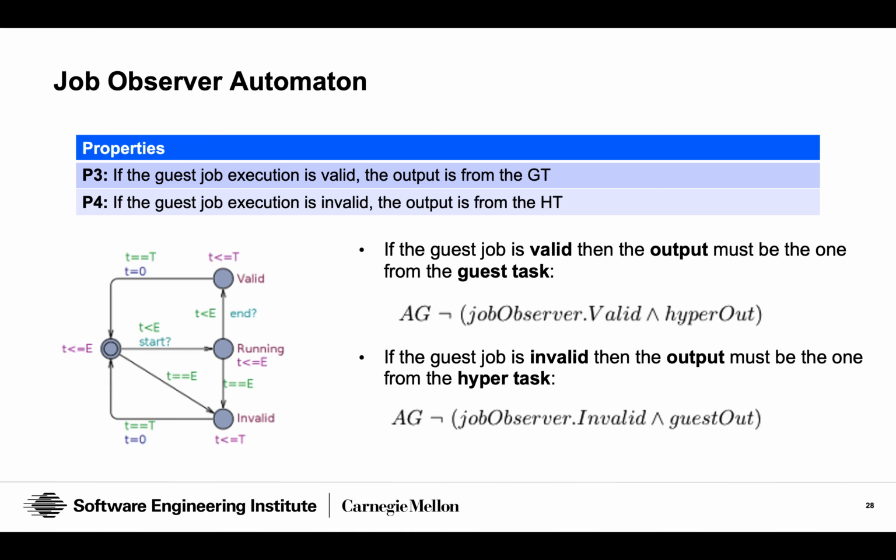These properties can be proven with the following temporal logical formulas. The first one denotes that it's never true that we can reach the valid state and the output being from the hyper task, which means that if the guest job is valid, then the output must be the one from the guest task. Similarly, the second formula says that it is never true that we can reach the invalid state and the output being from the guest task, which means that if the guest job is invalid, then the output must be the one from the hyper task.